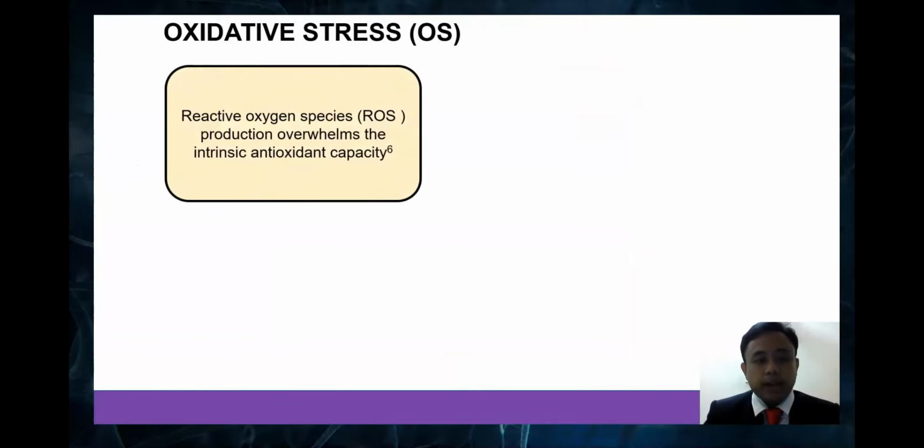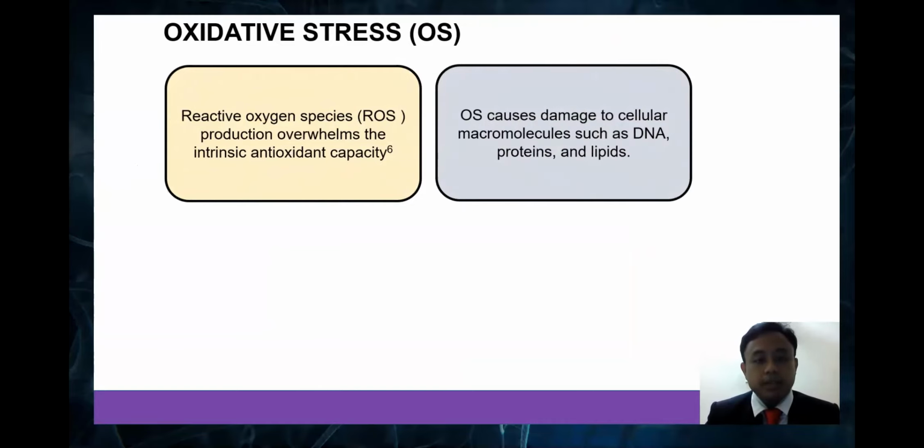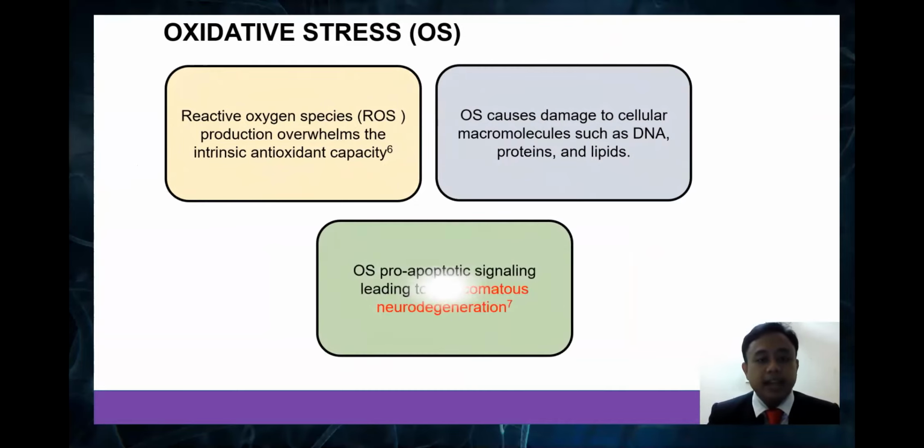This happens when reactive oxygen species or ROS production overwhelms the intrinsic antioxidant capacity. In turn, it will cause damage to cellular macromolecules such as DNA, proteins, and lipids. And in time, it will cause pro-apoptotic signaling leading to glaucomatous neurodegeneration.